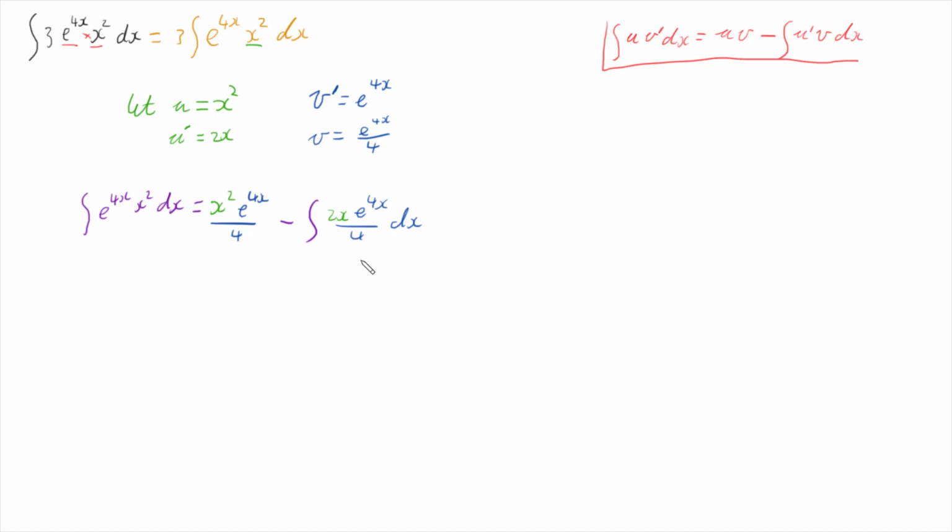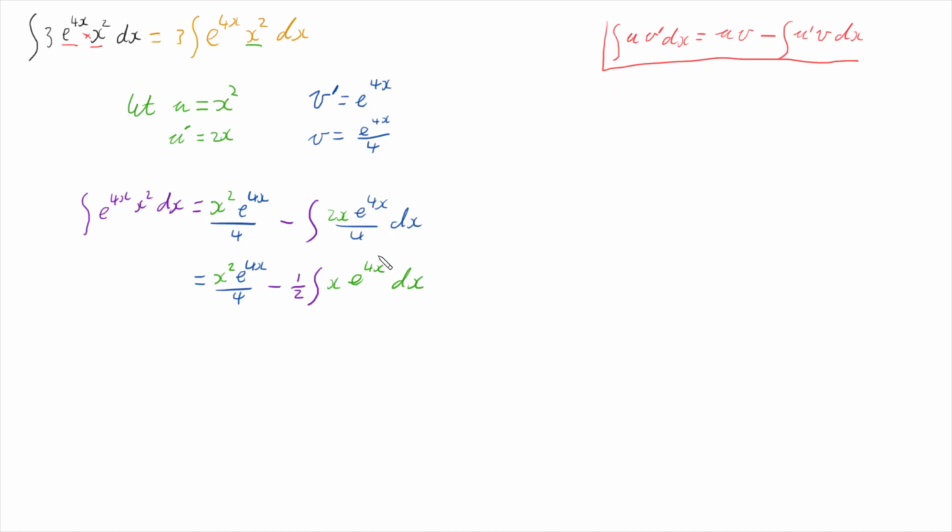So let's tidy it up a bit first. This gives us x squared e to the 4x on 4 minus 2 over 4, which becomes a half. So I'm going to bring that half out the front. Integral of x e to the 4x dx. So now I've got to sort out this integral, x e to the 4x dx.